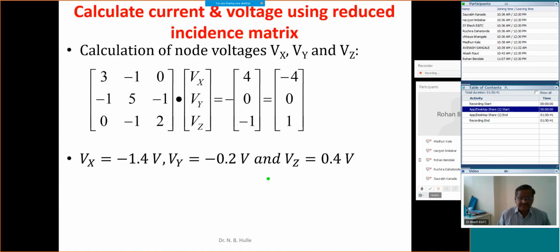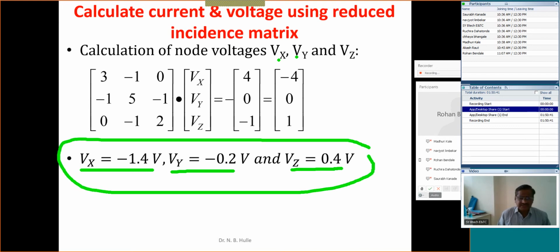Now look here. If we calculate the node voltages Vx, Vy and Vz using the calculator, we get the value of Vx as minus 1.4 volt, Vy as minus 0.2 volt, and Vz as 0.4 volt. Here we have calculated the node potentials.